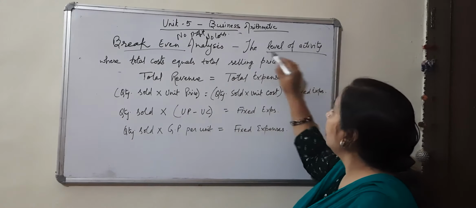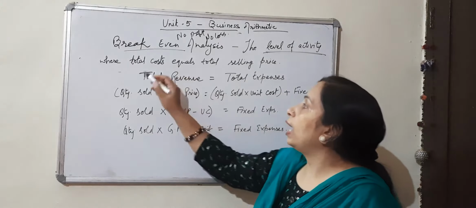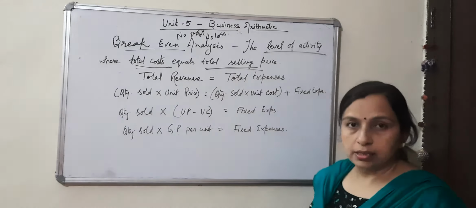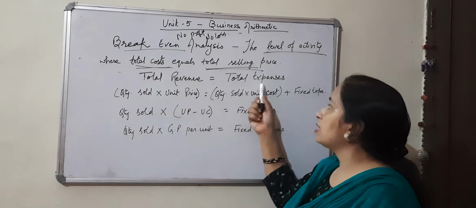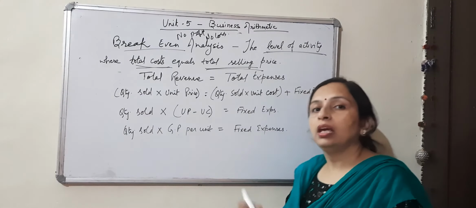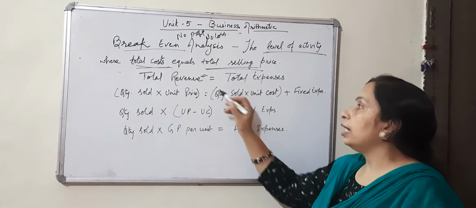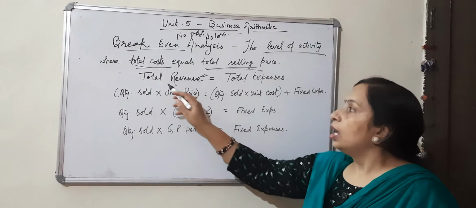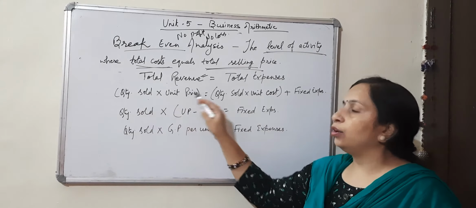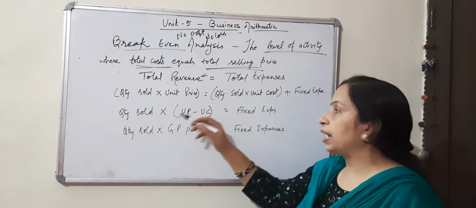That means it is that level of activity, that much a company is producing or selling, where the total cost incurred is equal to total selling price. This means total revenue is equal to total expenses. Whatever expenses a company is making, when it is equal to the revenue the company is generating, that is your break-even analysis. Now total revenue is very simple. Total revenue is equal to total quantity sold into unit price, whatever number of quantity it is selling into the price per unit.